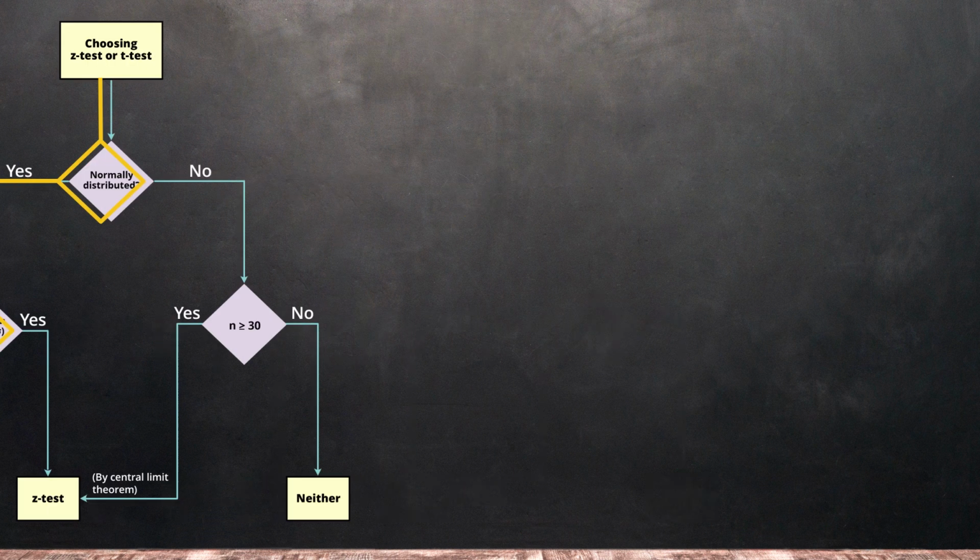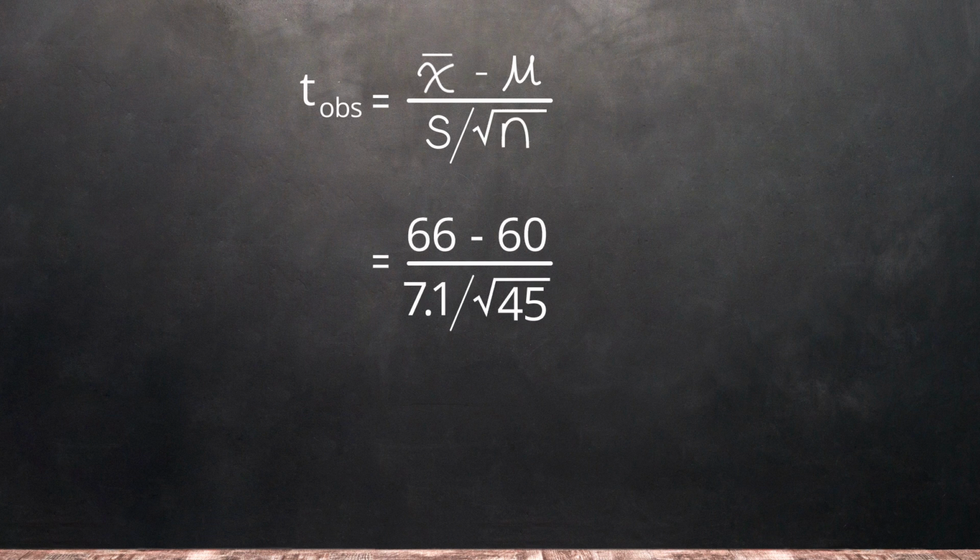The formula for the observed t-test statistic is x bar subtract mu divided by s over the square root of n. Substituting the values we have for x bar, mu, s, and n, we get a t observed of 5.67.